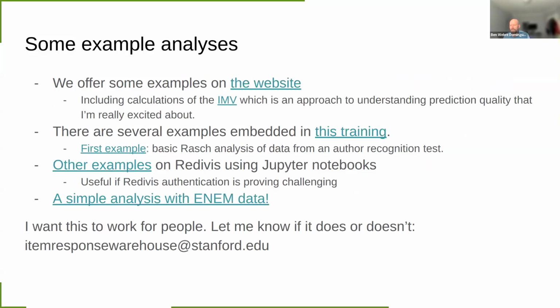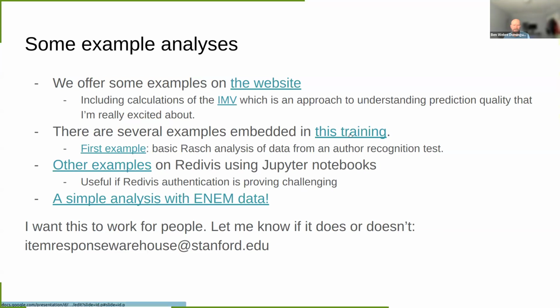If you want to start doing some analyses, we have a lot of examples that you can draw from. On the website, there's a bunch of examples on our Getting Started page. These do all kinds of different things. One thing they do is include calculation of the IMV, which I'll talk about later. This is an approach to understanding prediction quality that I'm really excited about.